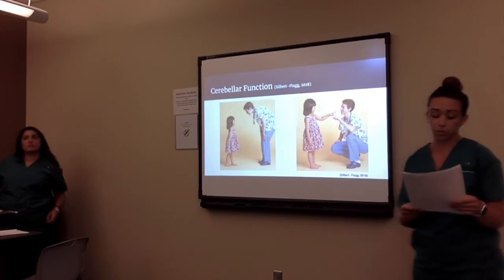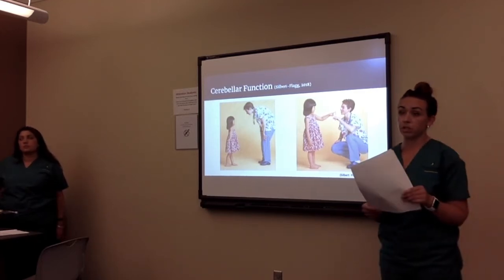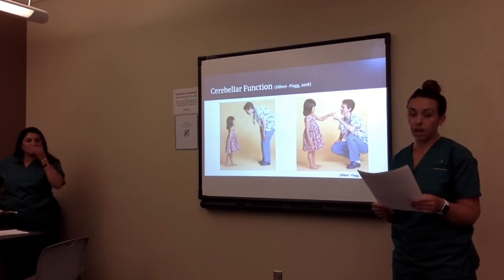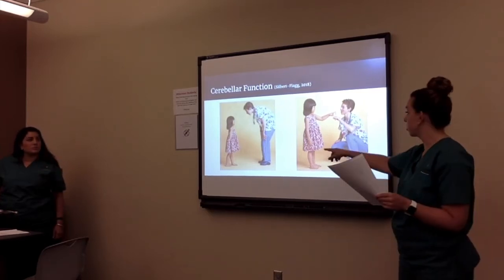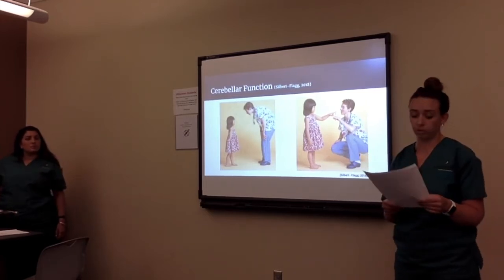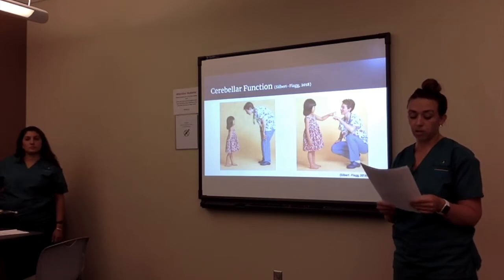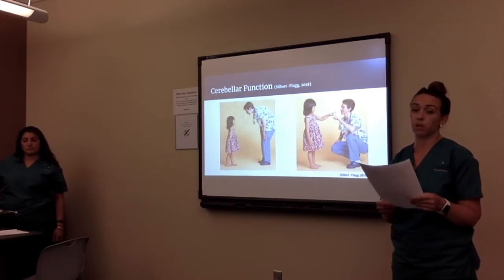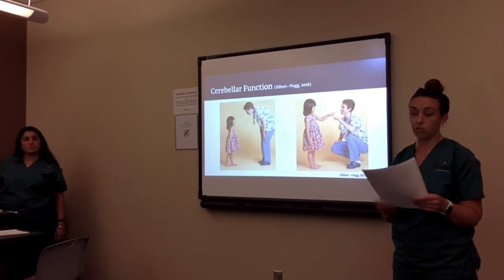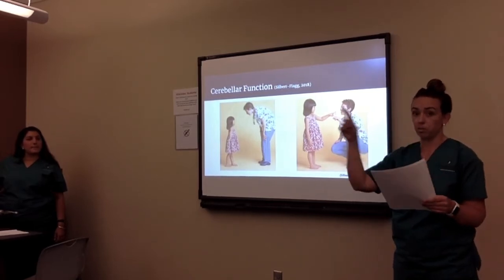A child as young as 4 should be able to balance for as long as 5 seconds. And then tandem walk. This is a picture of tandem walking, where they're putting one foot in front of the other. And then you're also testing coordination by having them touch his or her nose and your finger as you move it.